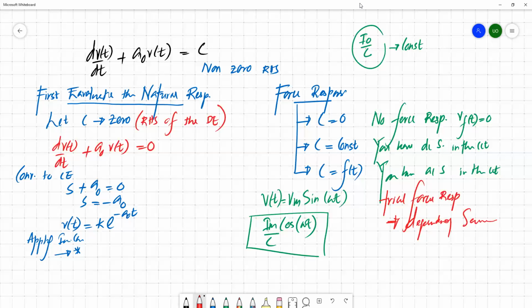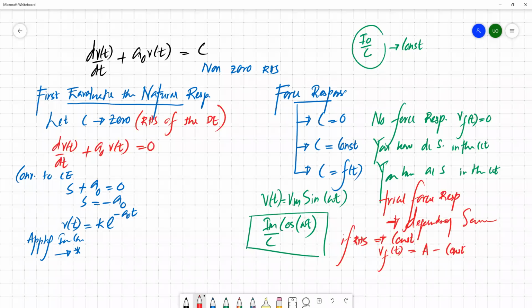If C is a constant, I'll put right hand side, the right hand side of the differential equation is constant, you can propose a forced response as another constant, like A, where A is a constant.